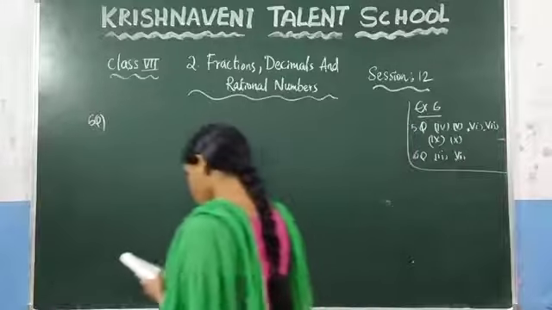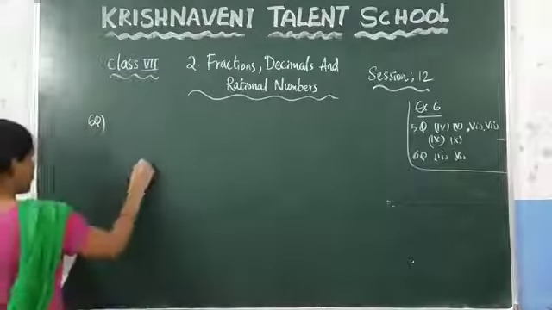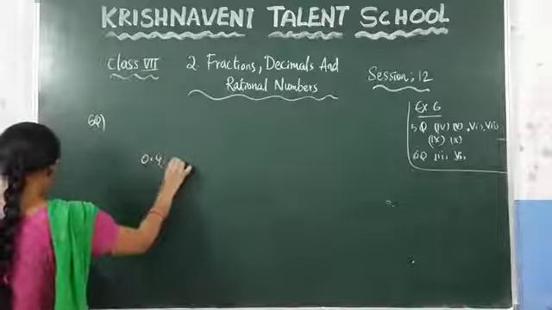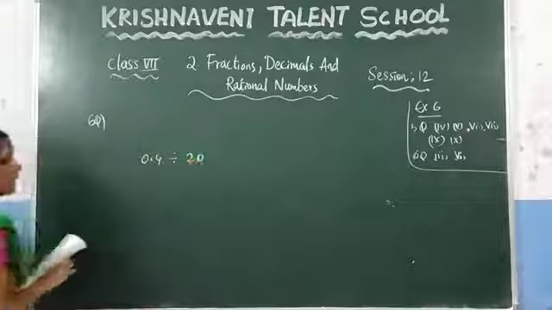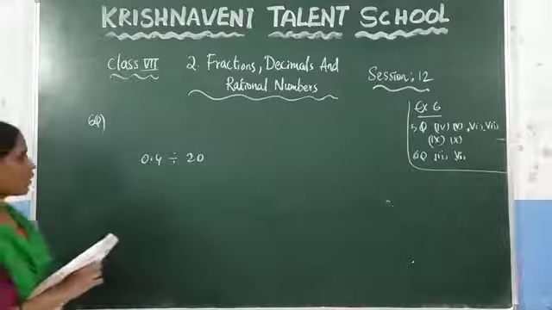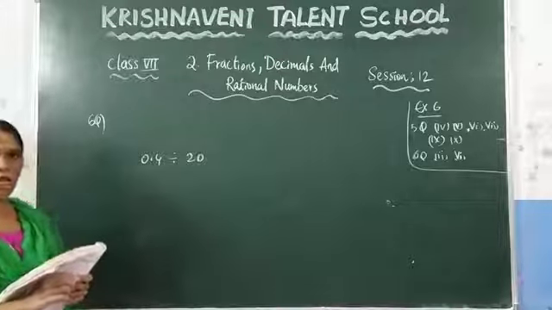Now see the last question in this problem, which is they have given 0.4 divided by 20. Again, how do you solve? Write 0.5 in the form of the fraction. How do you write?